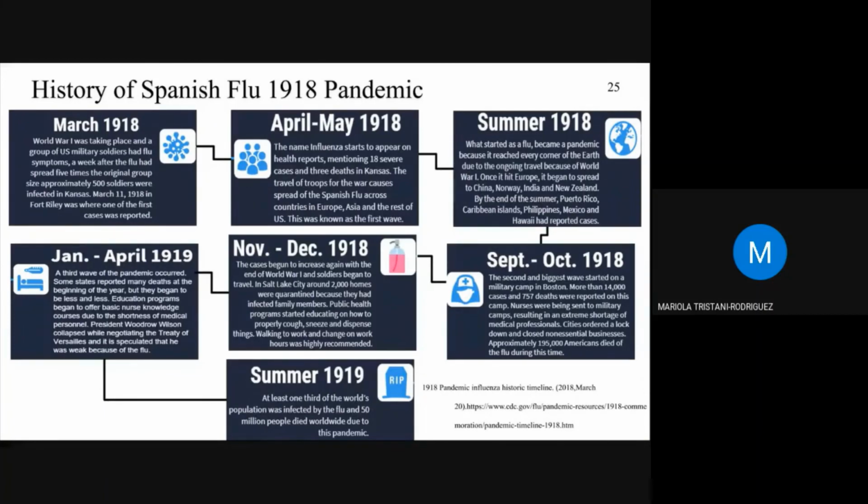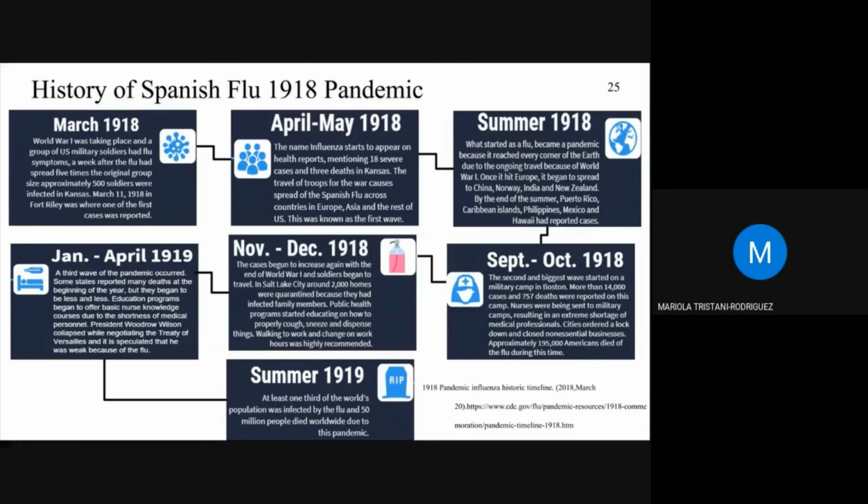In Salt Lake City, there were 2,000 homes quarantined because they had infected family members. Also, public health programs started educating on how to properly cough, sneeze, and dispose of things. Avoiding public transport was highly recommended, and also reducing work hours. January to April 1919 was called the third wave of this pandemic. Many deaths were reported at the beginning of the year, but the numbers began to decrease. Education programs began to offer short basic nurse courses due to the need of medical personnel.